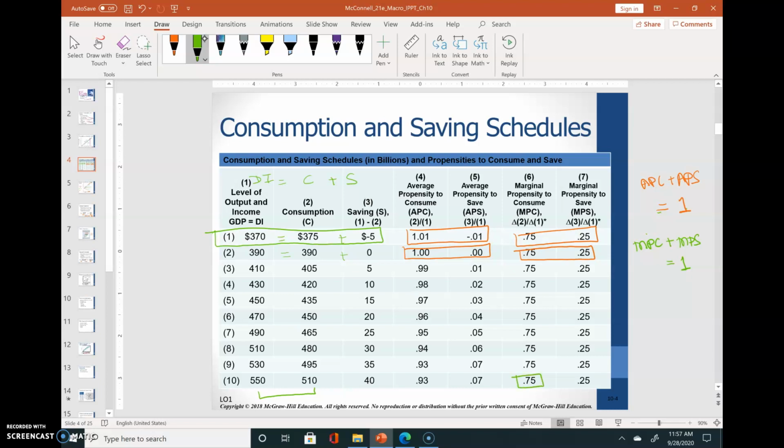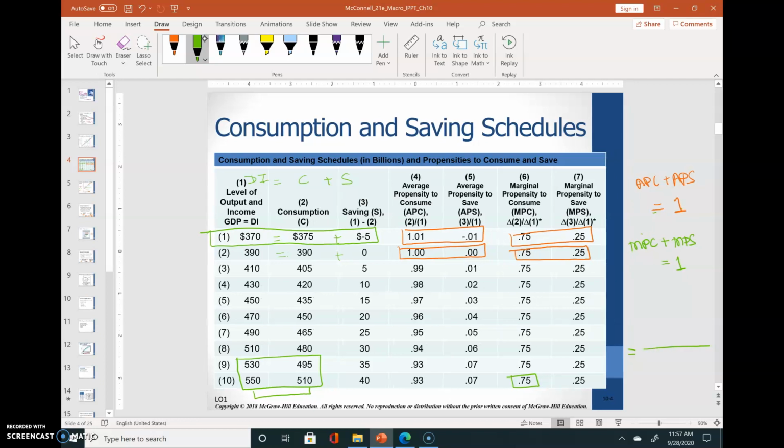Now I'm going to show you how we get 0.75 here. These numbers I'm going to get from the consumption schedule. MPC is equal to change in consumption, which is 510 minus 495, over change in income, which is 550 minus 530. So this one is 15 over 20. This one is 0.75.